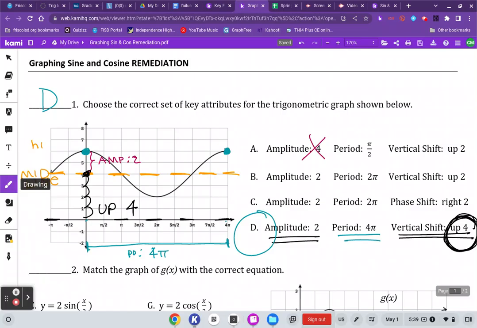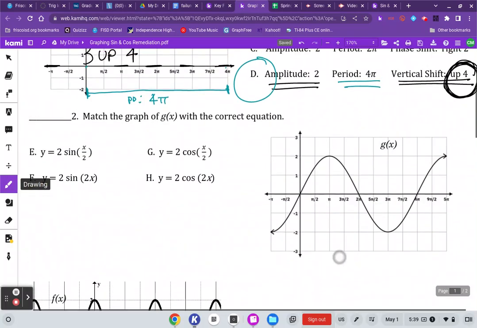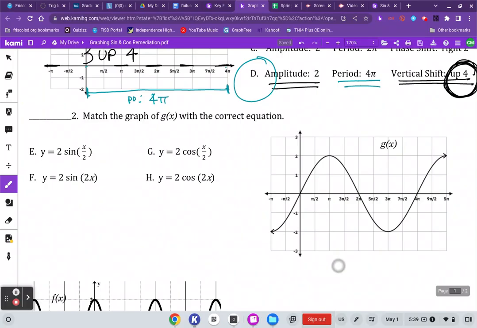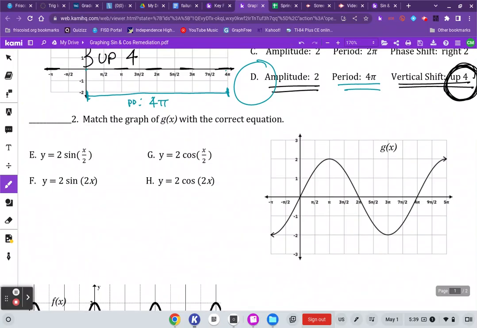And let's keep going. Match this graph with the correct equation. The best choice for this is to go to your calculator and type these into your calculator and graph them. If you're working at home and you don't have access to a TI-84, you can go to Desmos and type these in, and it's going to show you exactly what your graph should look like.